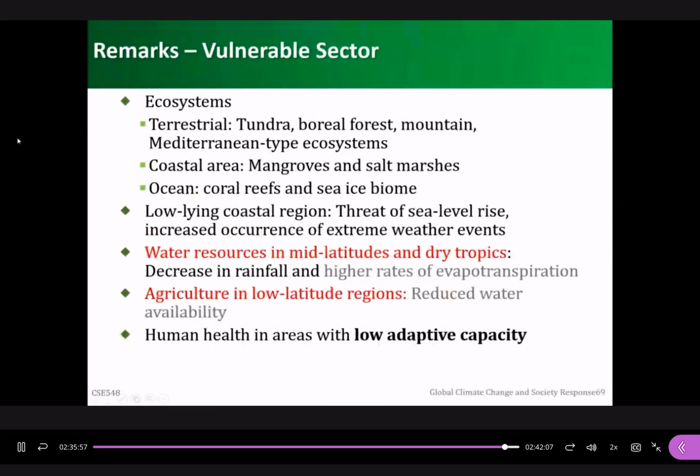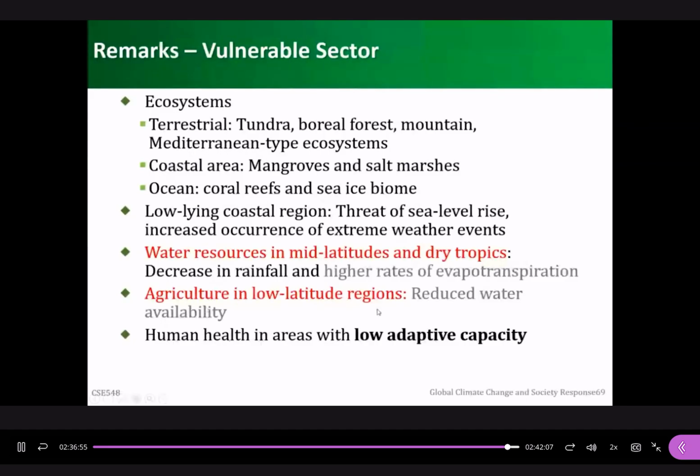And for ecosystems, terrestrial, tundra, boreal forests, and mountains, these regions are vulnerable. The mangroves and salt marshes in the coastal regions are very important to protect the coastal economy. Coral reefs, the sea ice biome, and low-lying coastal regions are increasingly threatened by sea level rise. For water resources in mid-latitude and dry tropics, rainfall will decrease and the risk of evapotranspiration will be higher, because the temperature increase will cause higher evapotranspiration. This is the water loss.